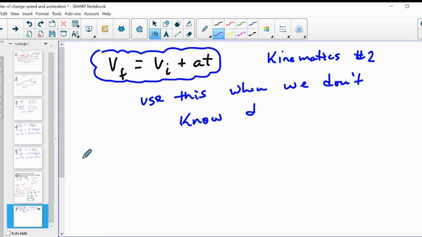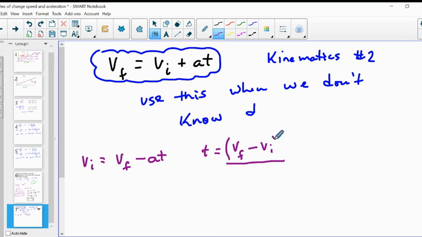Now, I'm not going to go through all the algebra steps here, but if I want to solve for VI, it would be equal to VF subtract AT. With a little more algebra, we can also use this equation to find time. Time is equal to the final velocity, subtract the initial velocity, and divide your total by acceleration. And don't forget our original equation, which was our final velocity subtract our initial velocity divided by time.